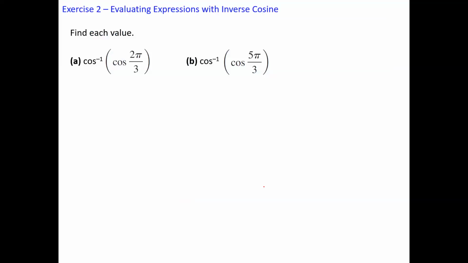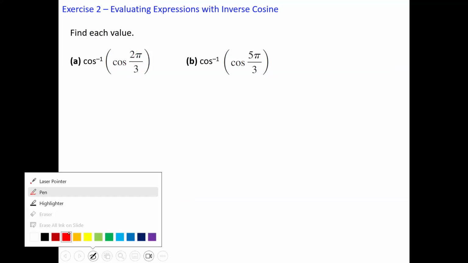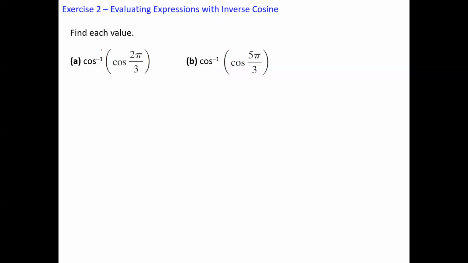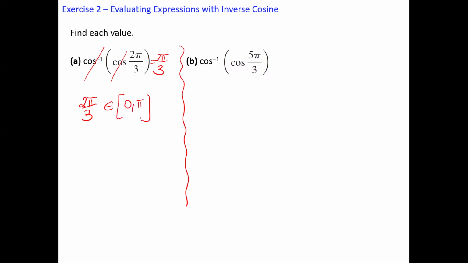Now the same thing. Let's evaluate this. Let's check. 2 pi over 3: pi over 3 is 60 degrees, that means 2 times 60 is 120. It's the second quadrant, and I think this is good. We may just cancel out. This will be 2 pi over 3, 120 degrees, because 2 pi over 3 belongs to the domain of the inverse cosine.